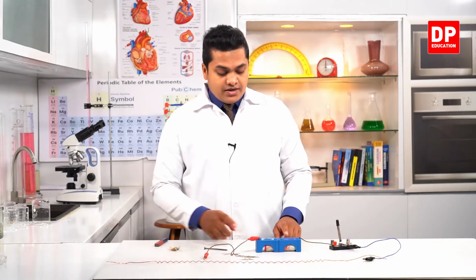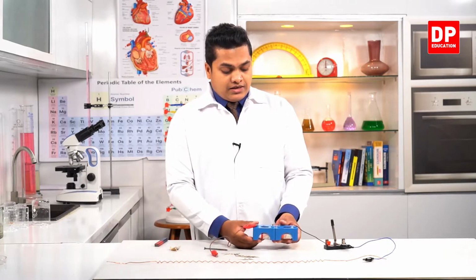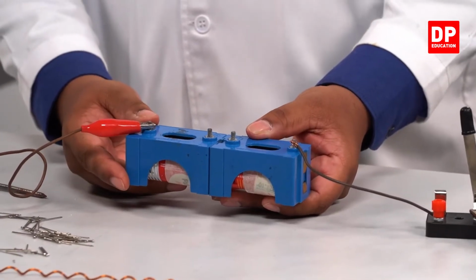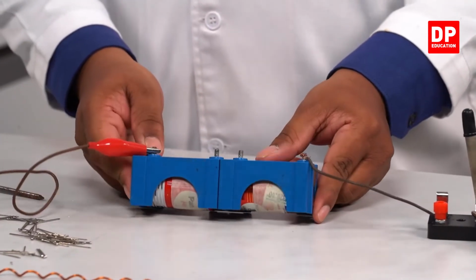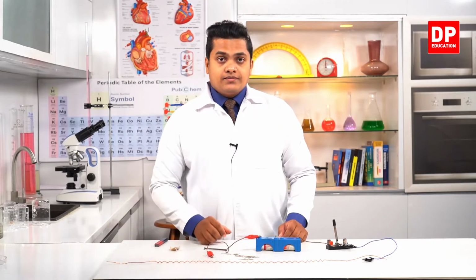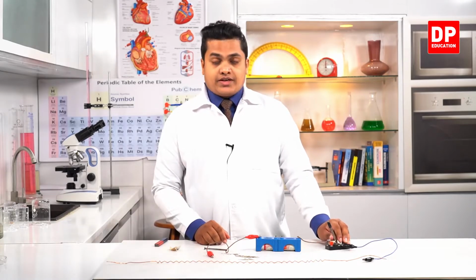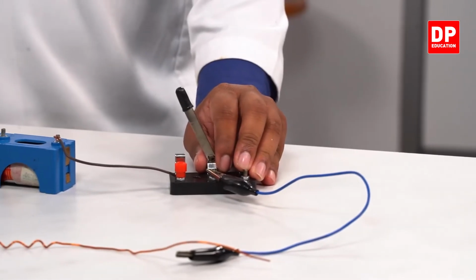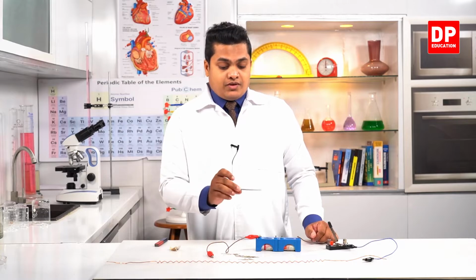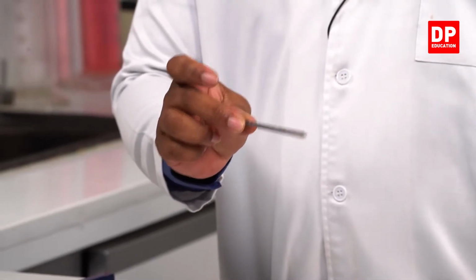So I'll be needing some dry cells. I have used a case to fix the two dry cells, and some connecting wires and some crocodile clips to hold the terminals. And also there is a switch so that I can connect and disconnect. And the main one is this iron nail. We'll be needing an iron nail to wrap the coil around it.